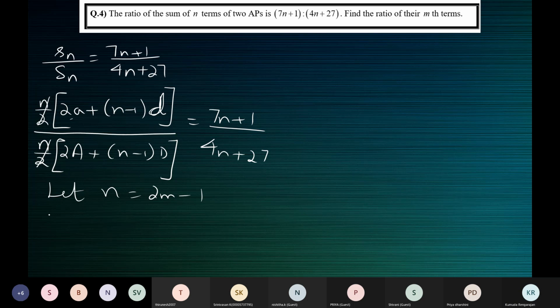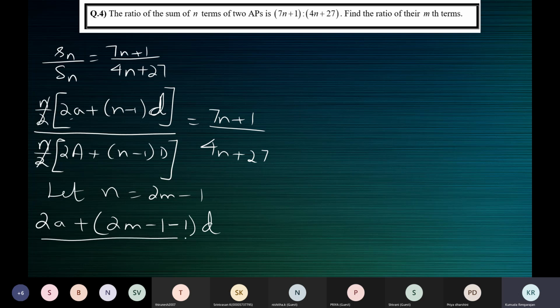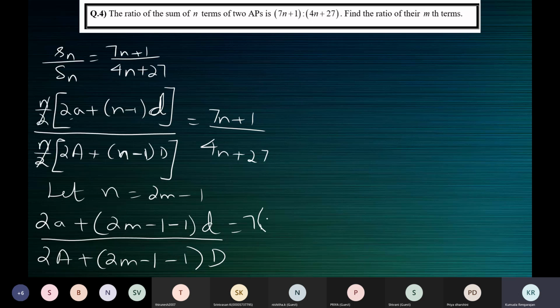Hello children. So 2a plus n is 2m minus 1. And that minus 1, which is already there, into d by 2a plus, instead of n we are going to use 2m minus 1, minus 1 which is already there. n is 2m minus 1 minus 1 into d is equal to 7n. See, I forgot. Wherever there is n, children, 2m minus 1 plus 1. Here also there is n. So 2m minus 1 plus 27. That's it. You're done.